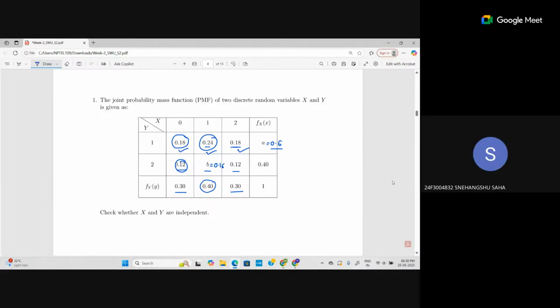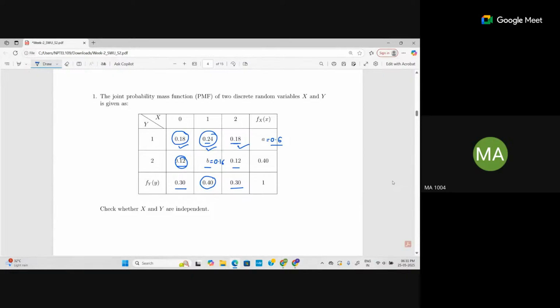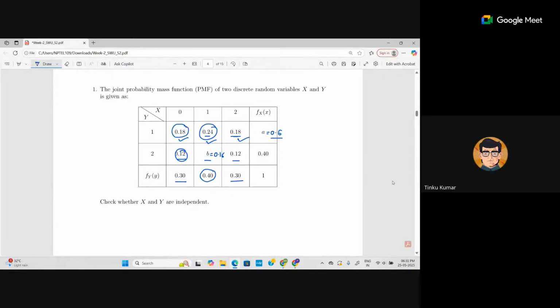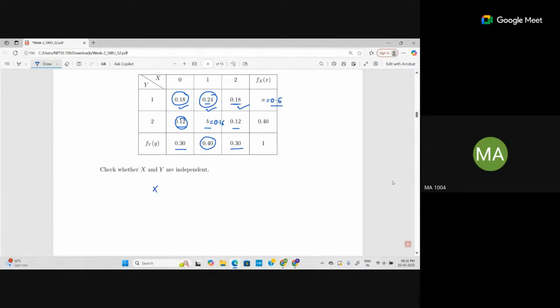Ma'am, is there any easier or an alternative method for this? Because for 6 values, we have to check one by one. This is the only method you can check. The joint should be equal to the product of marginal. In the exam, you will not be given so many values to check. So this question is clear to everyone? Yes, ma'am. Okay, so here we can say that x and y are independent.